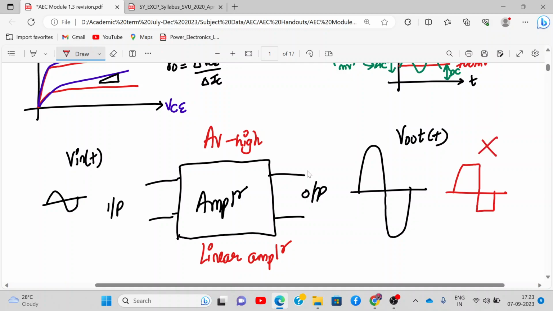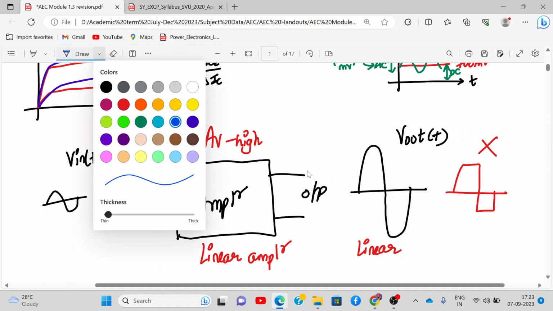This is not required. This is non-linear. This is linear. Are you following what I'm saying? This is also so. For a small sinusoidal input, we get a large variation in the output, which is again sinusoidal. Then it is a linear amplifier. If it is anything other than that, if it is distorted, then it's non-linear. Okay, so these are the requirements.